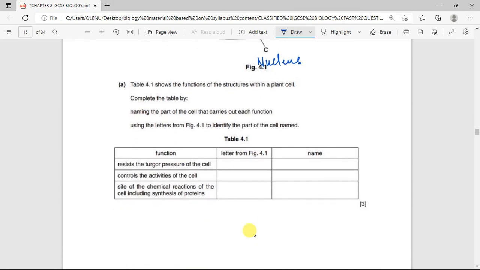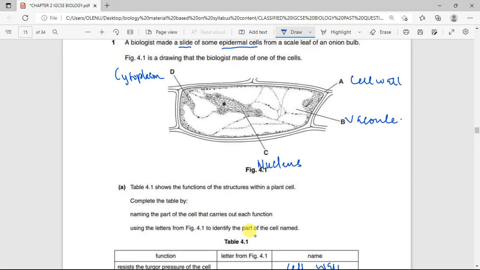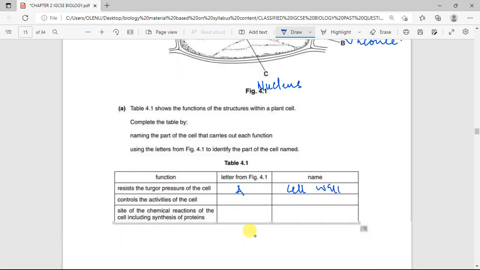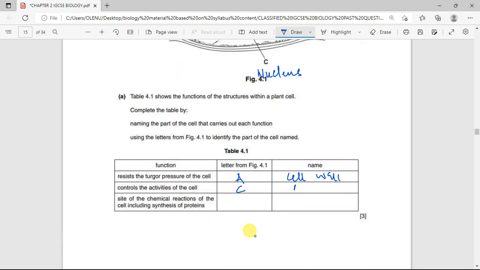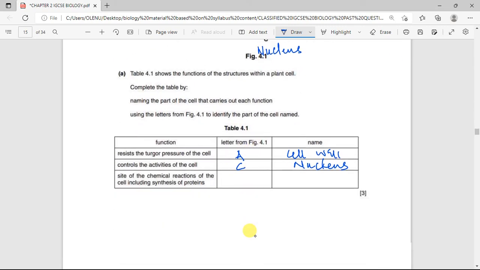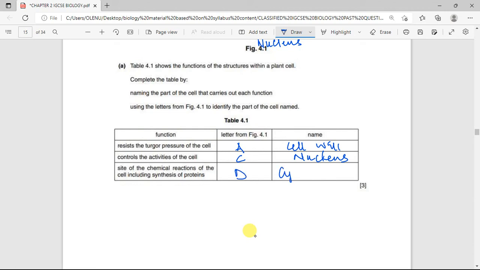So if that's the case, they say resist the turgor pressure of the cell. That should be the cell wall, and the letter that represents that is A. Now they say control the activities of the cell. That's the nucleus, and that's C. Site for chemical reactions to take place. That's the cytoplasm, and that's letter D. Okay.